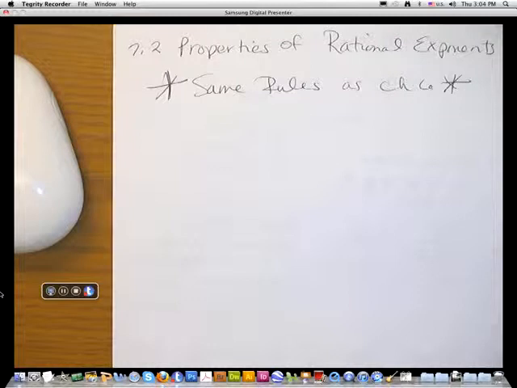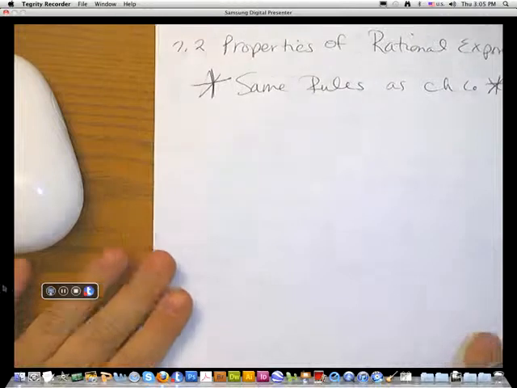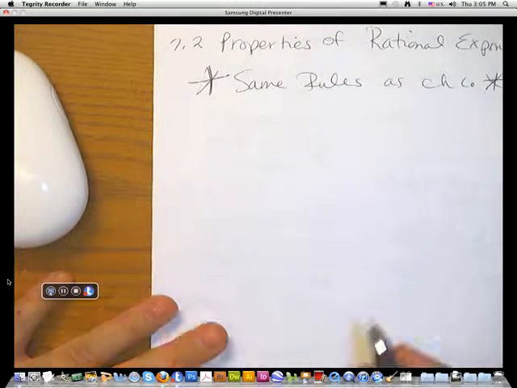You have to have like bases. If you're multiplying, you add them. If you're dividing, you subtract. If you have a power to power, you multiply. All the rules stay exactly the same. So let's just do some examples.